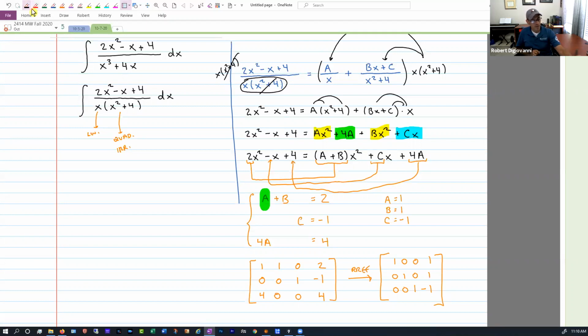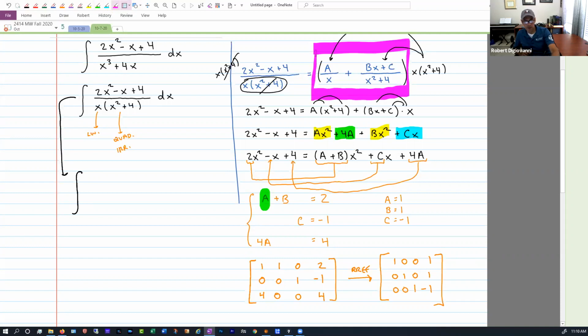Okay, so the original integral can now be rewritten using the expression here, right? With a replaced with 1. So 1 over x plus b replaced with 1. So x plus c replaced with -1. So x minus 1 over x squared plus 4. All right, are we good there?